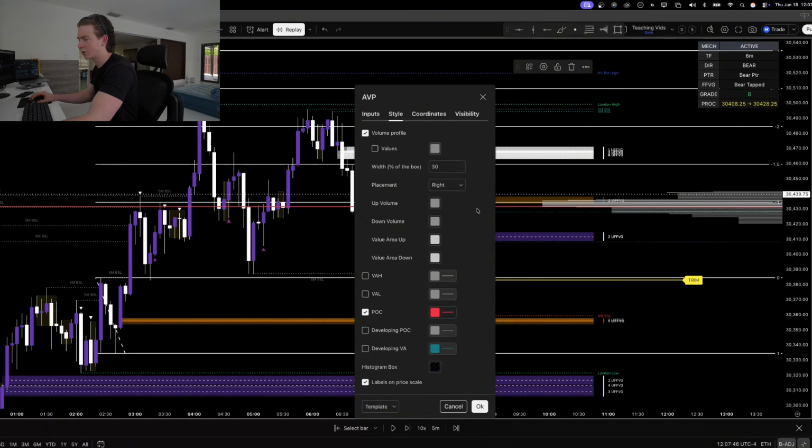Turn everything off, and you can turn on POC, point of control. This is really just where essentially price spent the most amount of time from a volume perspective. You can use this with EQ range if you want to. You can use untapped FFGs at the point of control for trims if you want to.